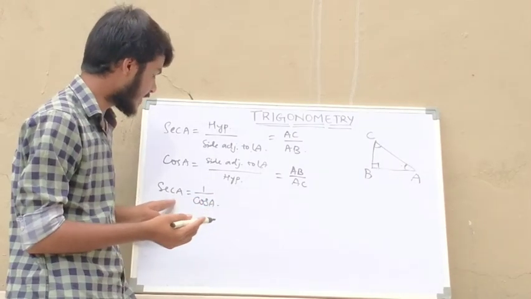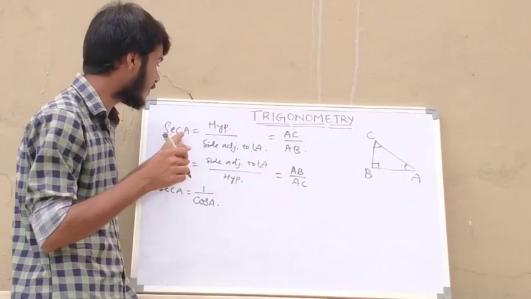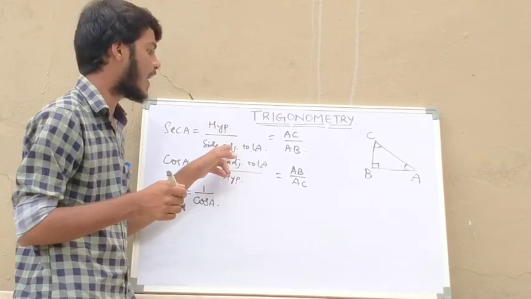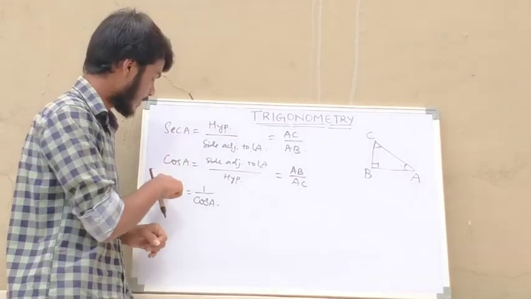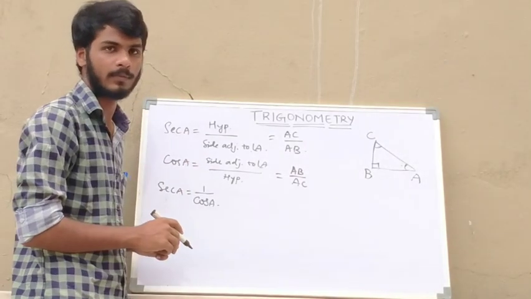So secant A, by definition, is hypotenuse by adjacent. Secant A in terms of cos A is secant A equal to 1 by cos A.